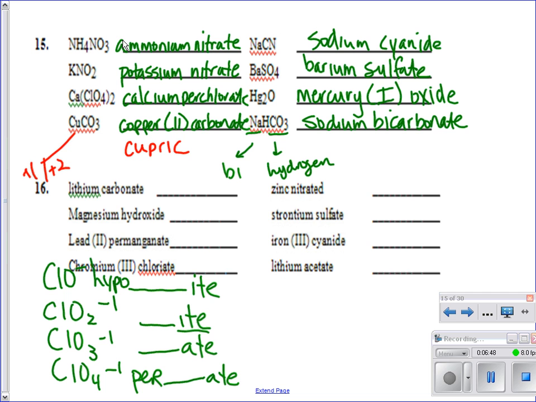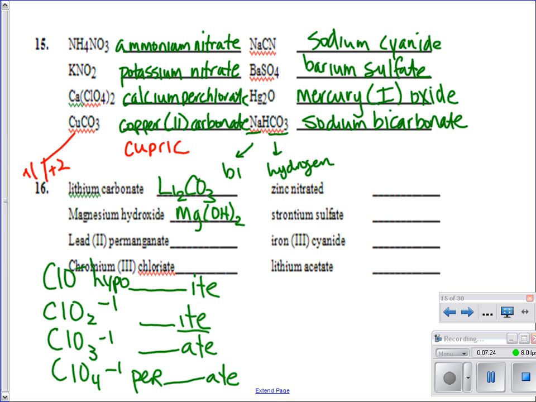Lithium carbonate, what would that formula be, Sophia? Nice. Li2CO3, lithium's a +1, carbonate's a -2. Okay, Mitchell. Magnesium hydroxide. Correct. We have Mg(OH)2, and you need to have parentheses there because you have 2 hydroxides. So you've got to have parentheses when you have multiple polyatomics. I do not want parentheses if there's only 1 polyatomic. That just looks stupid. We don't want to look stupid.